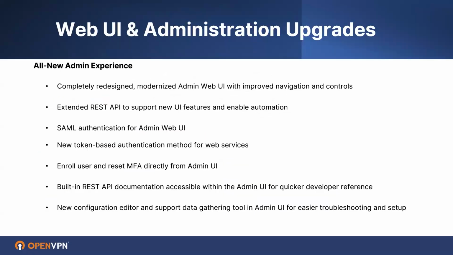So let's walk through the key updates so you can see how they'll benefit your deployment and make things run more smoothly. Access Server 3 gives the admin web UI a fresh new look and makes it easier to use. We redesigned the interface based on users' feedback to help you find advanced features faster and work more smoothly. The REST API has been greatly expanded to support the new UI functions and to help you integrate with other tools or automate your workflow.